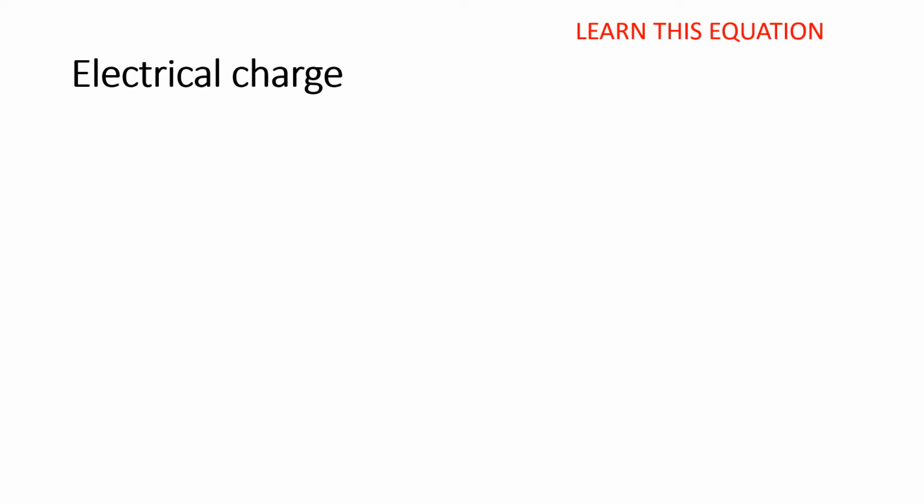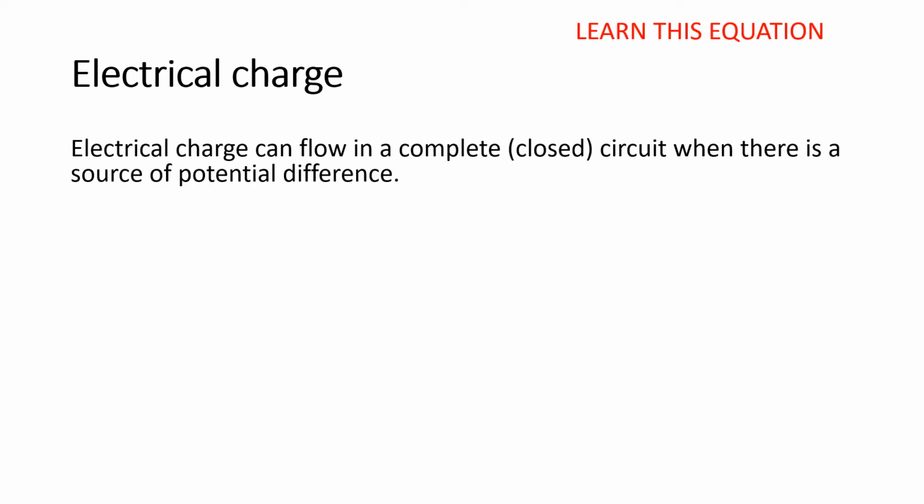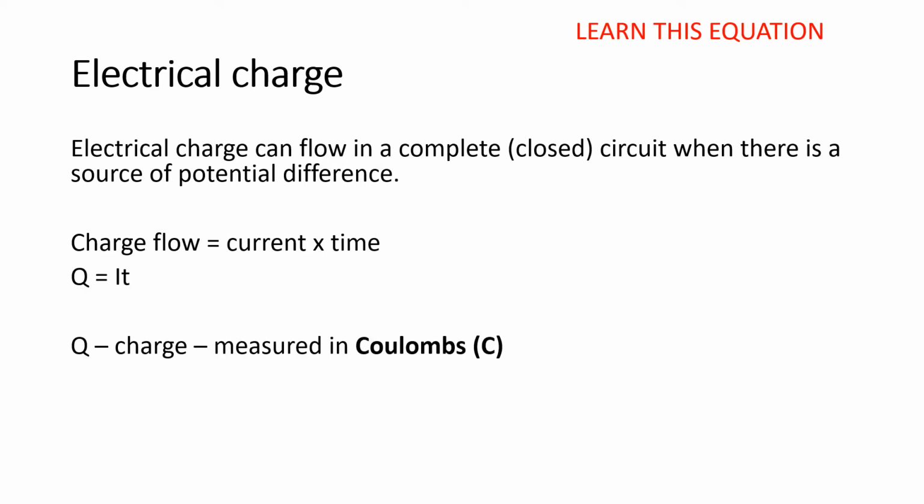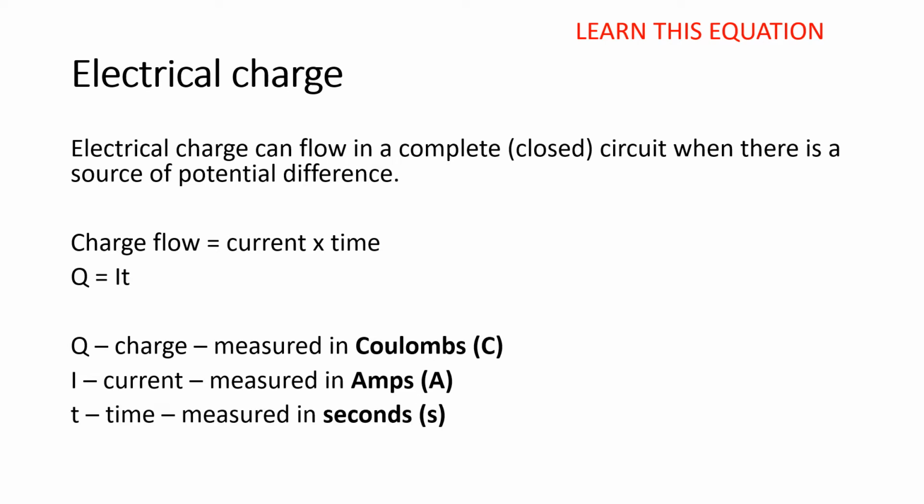Electrical charge is allowed to flow around a complete or closed circuit when there's a source of potential difference to push it round. And you can work out the charge flow by multiplying the current by the time. It's written as Q equals IT. Q stands for charge, which is measured in coulombs. Current is measured in amps. And time is measured in seconds. You need to learn this equation.